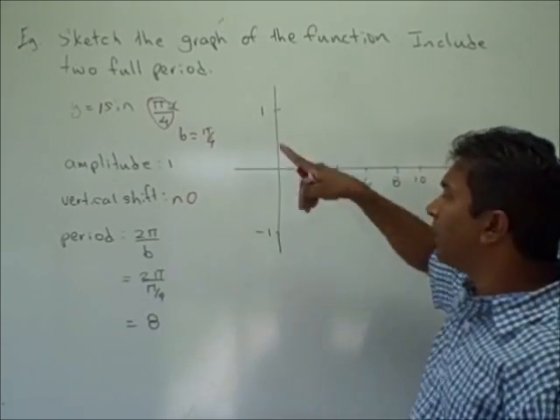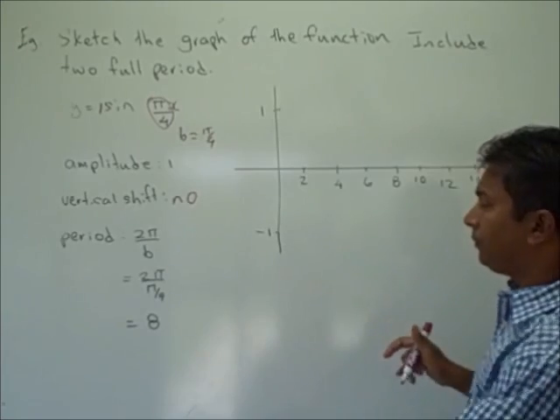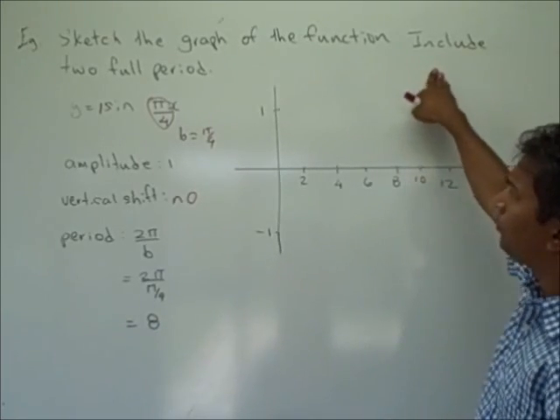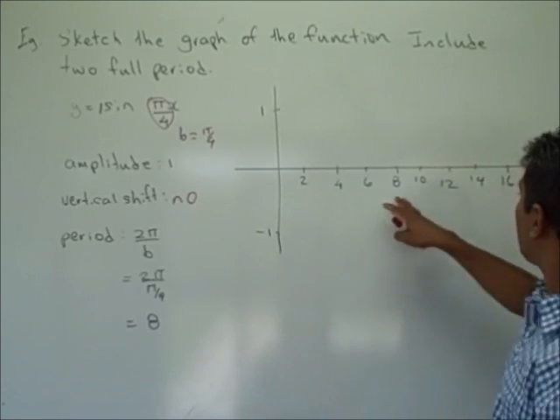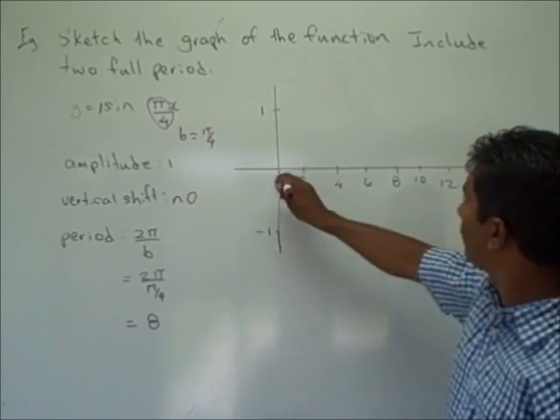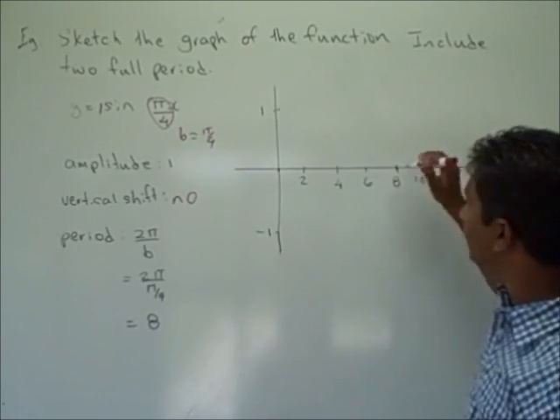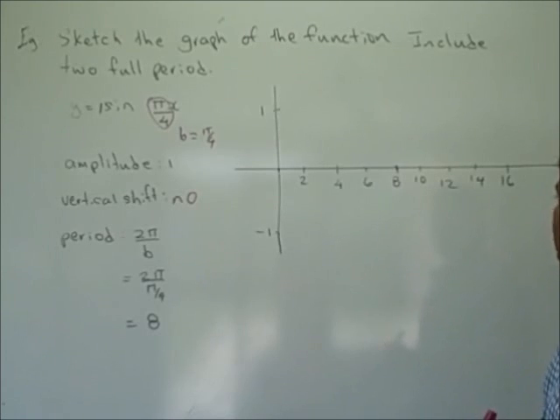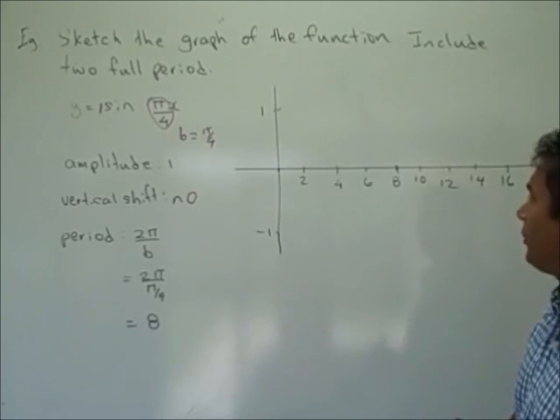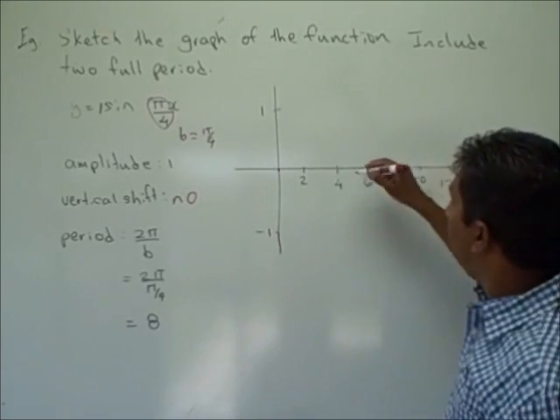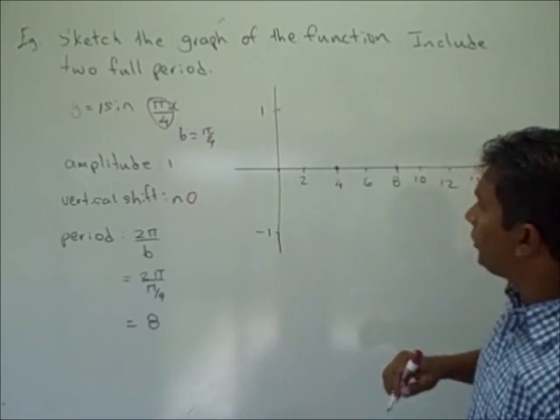So for one complete cycle, we'll take 8 units. Now since we need 2 full periods, we're going to extend our graph all the way up to 16. So from here to 8 would be 1 period, and then from 8 to 16 would be our second period. So we know for one period, right in the center would be our intercept.